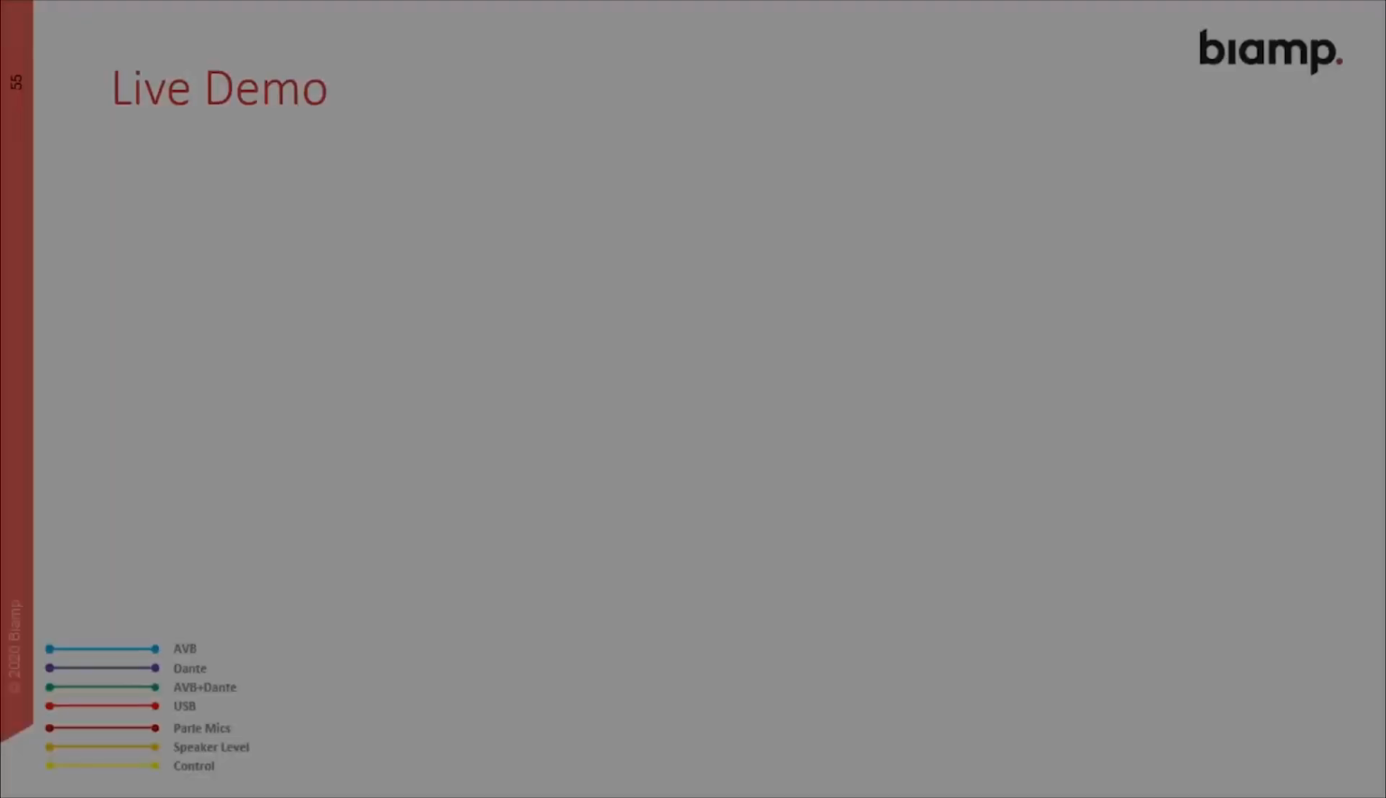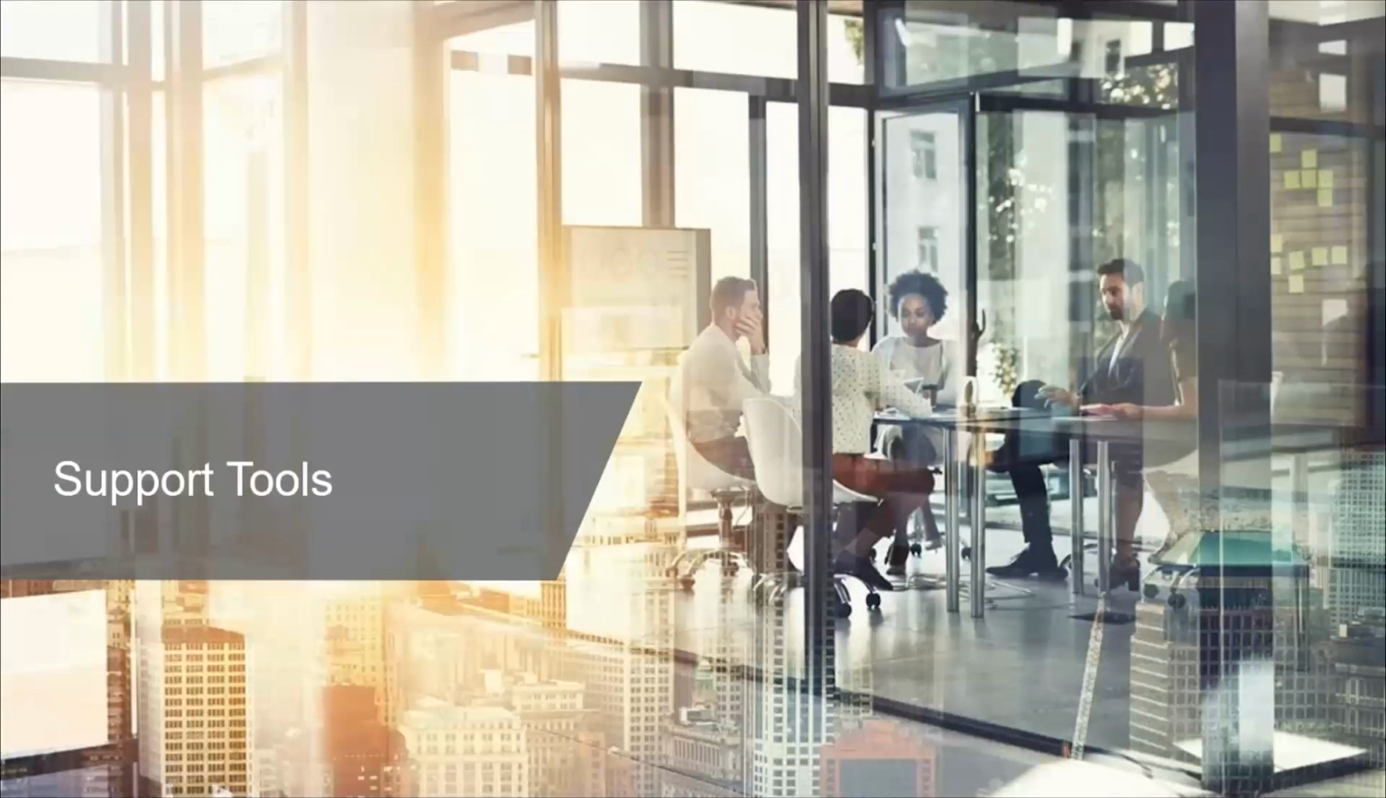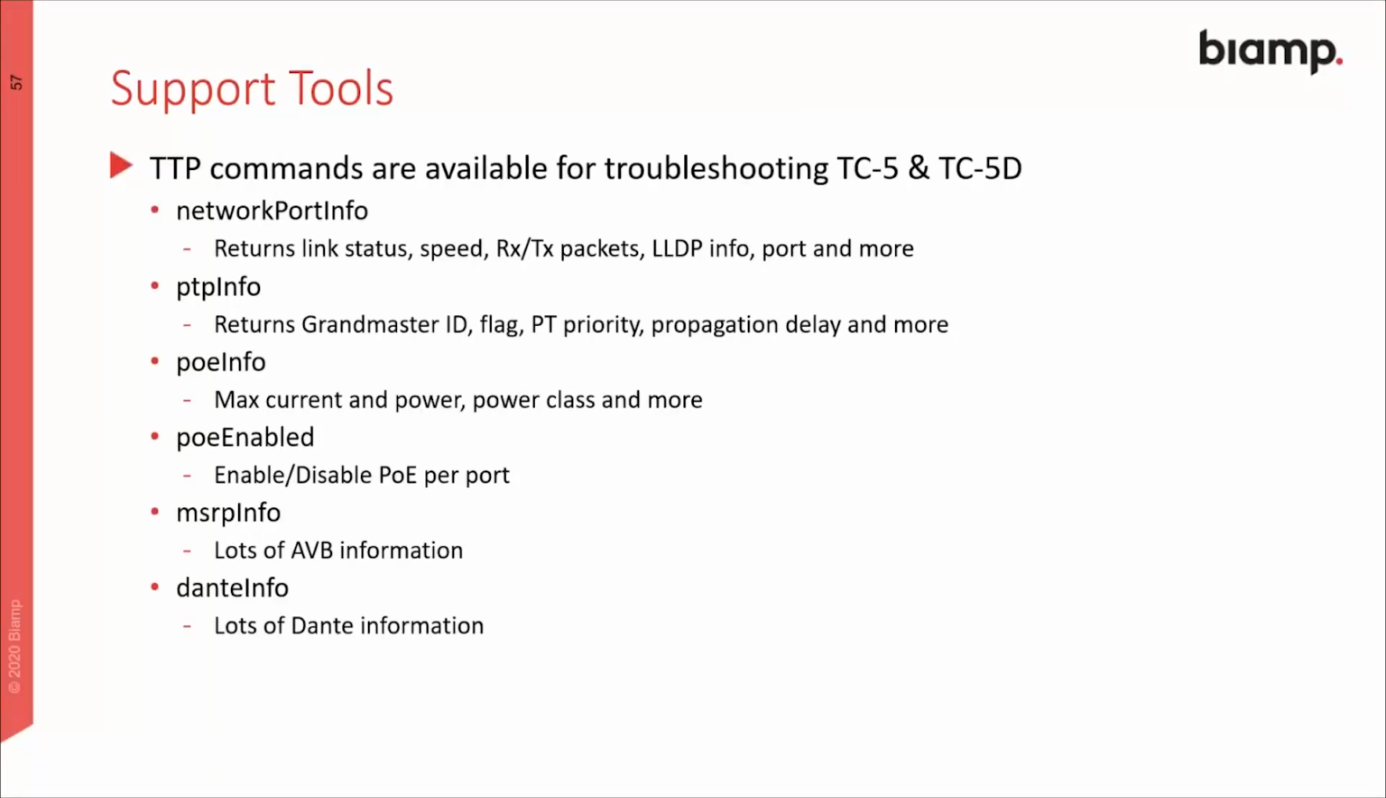All right, now let's talk about the support tools that we have on the TC5D. We have some TTP commands that you can use to troubleshoot the TC5 and TC5D. Some of these commands can also be used on the Tesira Forte DSP as well, but particularly more in case of the TC5 and TC5D. You can get information on the network, you can get information on the timing protocol, the PTP info, but more importantly, you can power cycle remote devices that may be installed in the ceiling by using the PoE enable disable command.